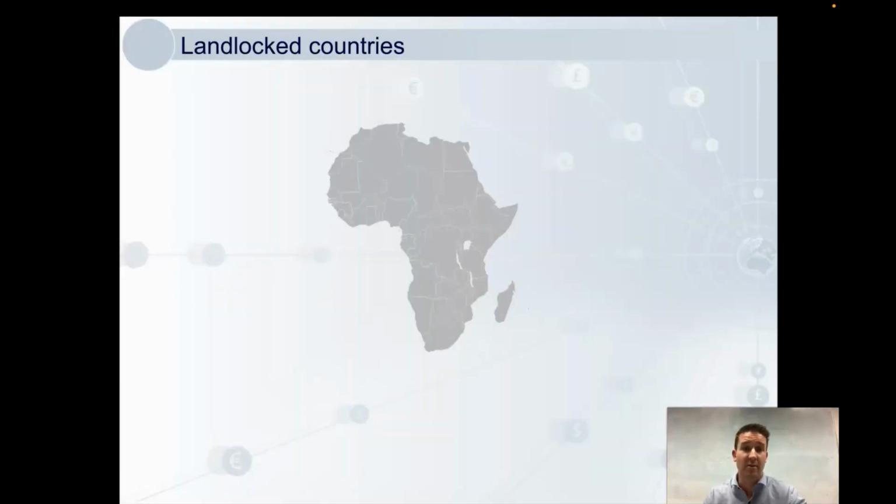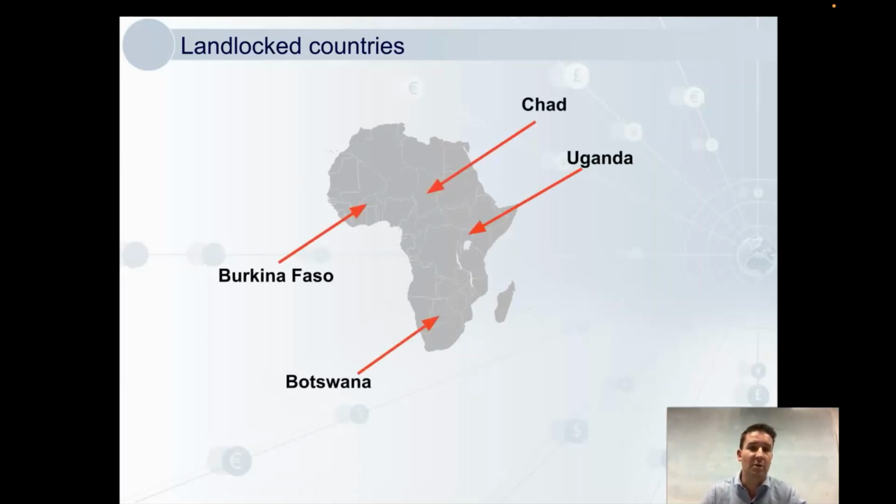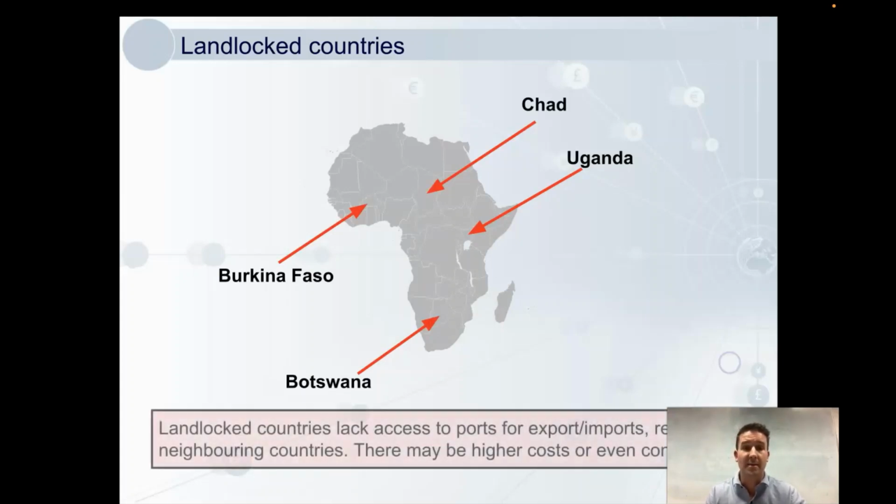Okay. Geographically, we have landlocked countries. A lot of developing countries are landlocked. So this is Africa, and we've got a few countries here: Chad, Burkina Faso, Uganda, Botswana. They are landlocked. There are lots more, but these are some of them. And they lack access to ports for their exports and imports. So what that means is they rely on other countries. They need to cooperate. That can lead to higher costs for them, therefore hurting their competitiveness. And there can even be conflict in those countries, rendering that impossible.